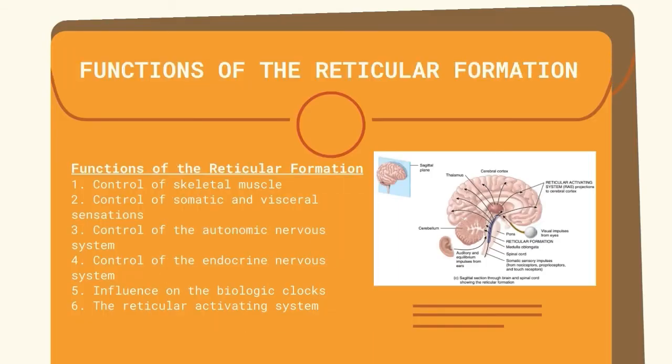Now let's discuss the functions of your reticular formation. First is the control of skeletal muscles. So you have certain tracts that will stimulate your motor neurons to modulate muscle tone, as well as reflex activity. It also functions for reciprocal inhibition. It means that when your agonist muscles contract, your antagonist muscles relax.